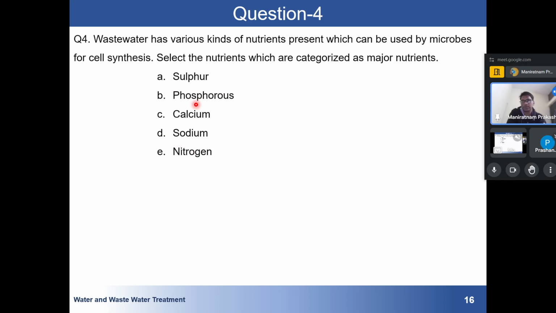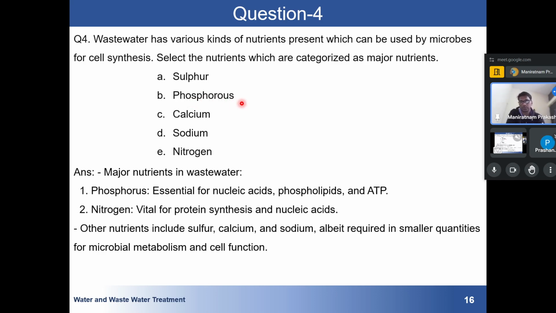So this question is simple, there is no high-fi logic behind this. It is well known that nitrogen and phosphorus are the main components of our nutrition. That's why we use them in our soil everywhere. In wastewater also, for cell synthesis, phosphorus and nitrogen are required.